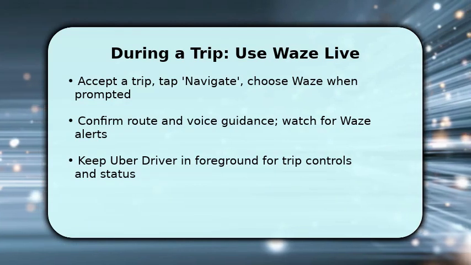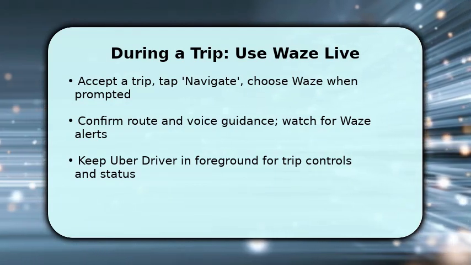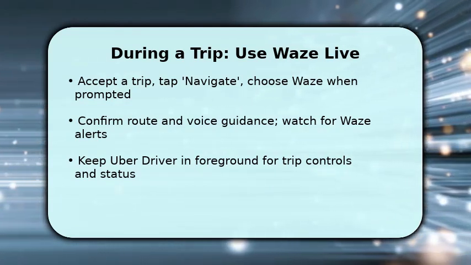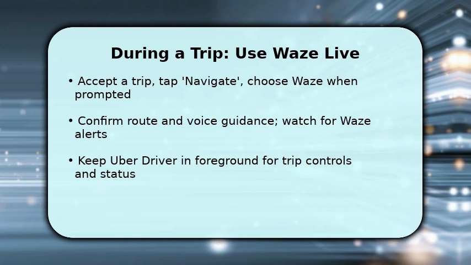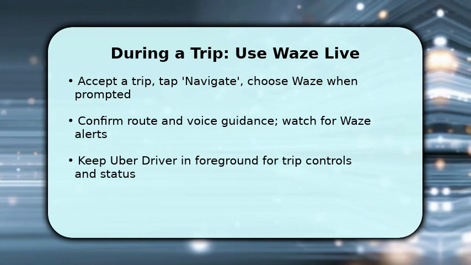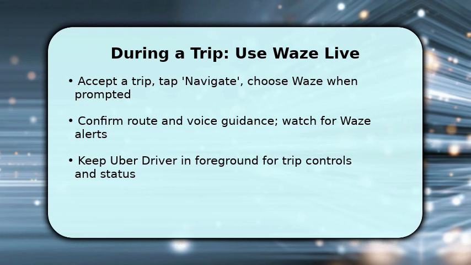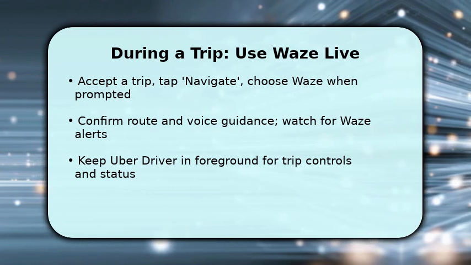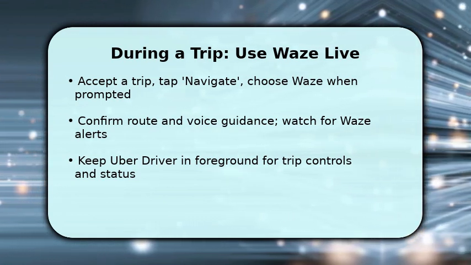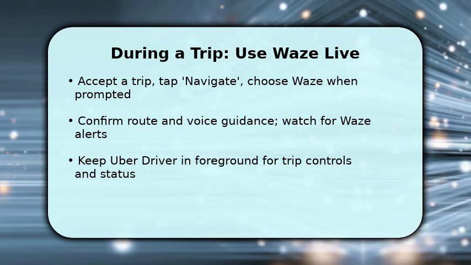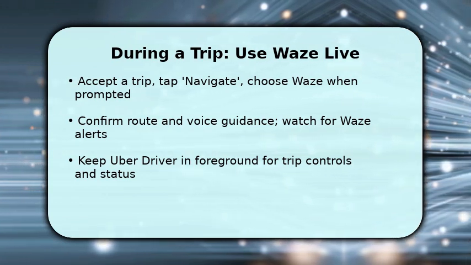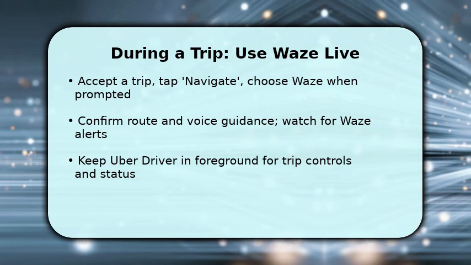After you accept a trip, tap Navigate and let Uber prompt you to open Waze. Choose Waze to hand off routing. When Waze loads, confirm the route and enable voice guidance so you don't miss turn instructions. Waze shows hazards and police alerts that can save minutes. Make sure Uber Driver stays usable in the background. This preserves ETA, fare, and rider tracking.